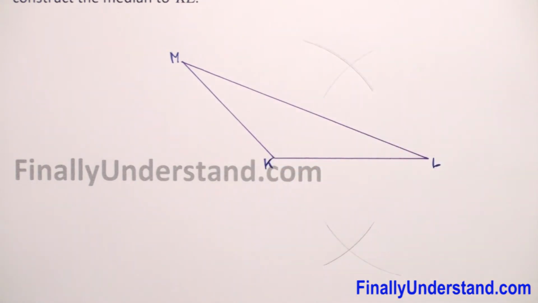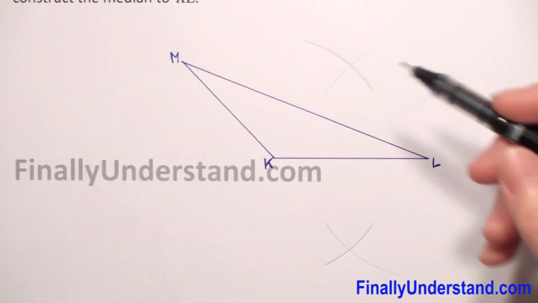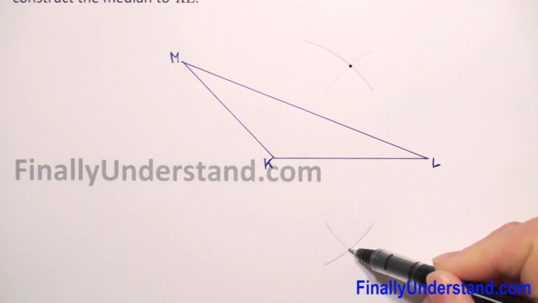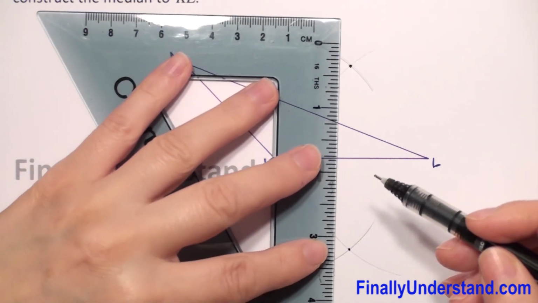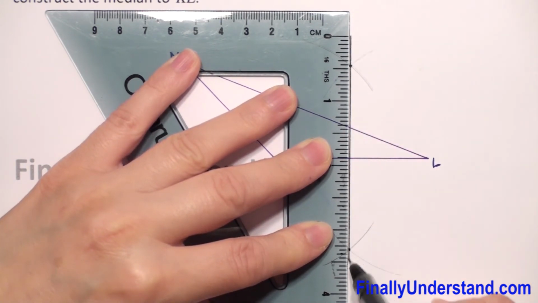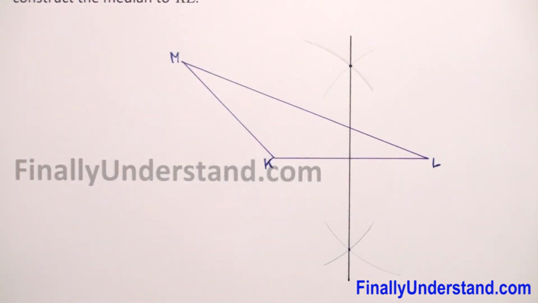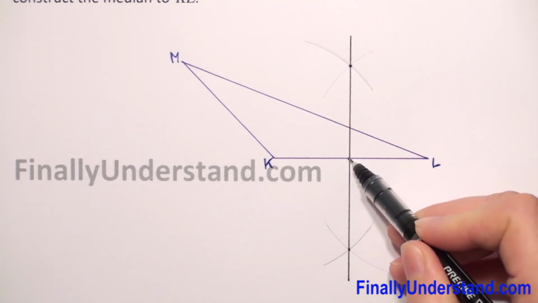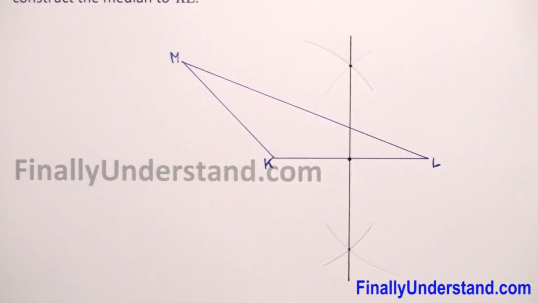And now we have to use the ruler and connect where the arc cross and draw the line segment. So the arcs cross in this point and that point, and now we have to connect these 2 points. We divide segment KL into 2 equal parts. We have to connect the midpoint of segment KL with vertex M.